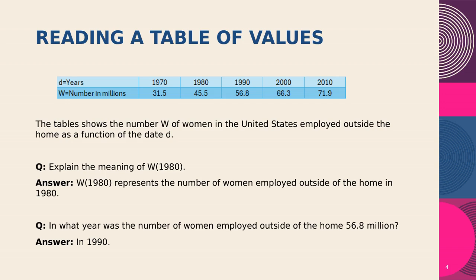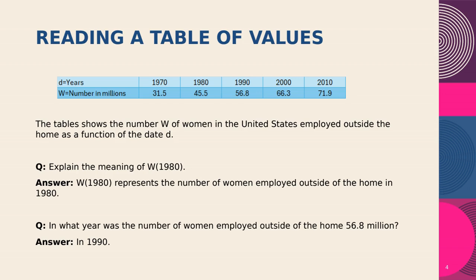So to make your life easier, you should read the problem. And you see that W is the number of women in the United States employed outside of the home. So you will write it down. W of 1980 represents the number of women employed outside of the home, and you have to add in 1980. So you don't have to come up with your own words. You can always read the problem and take the words from the problem.